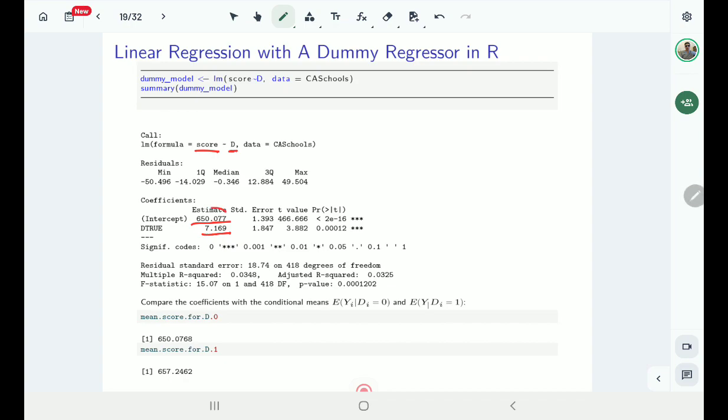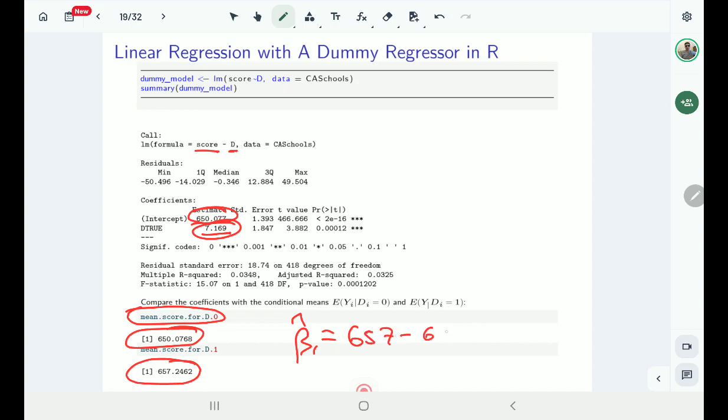Okay, we can receive these values alternatively using the conditional mean of scores by fixing the class size to large and small. You see, in large class sizes, the average score is going to be equal to 650. In small class sizes, the average score is going to be equal to 657, and beta 1 hat is actually the difference between the two, which is approximately equal to 7, right? You can see that the parameter estimate for beta 1 is equal to 7.1.